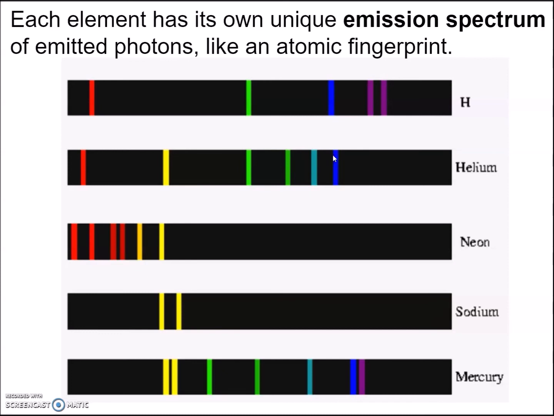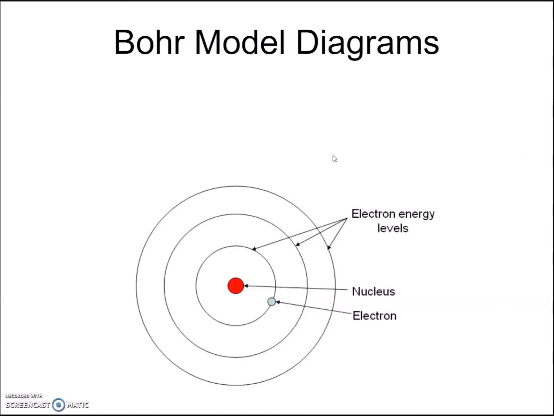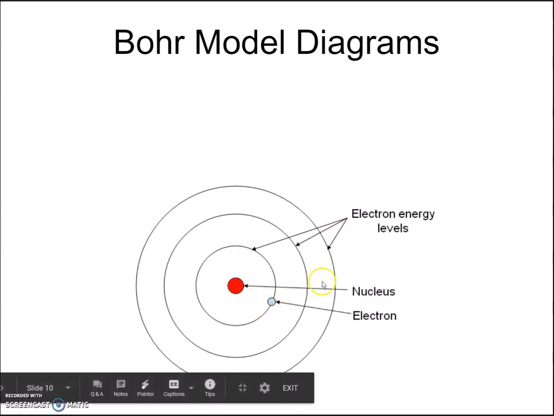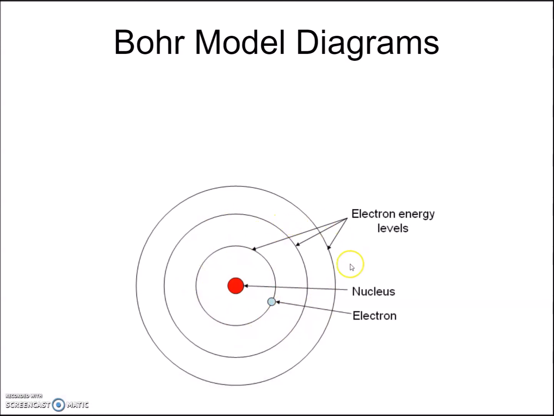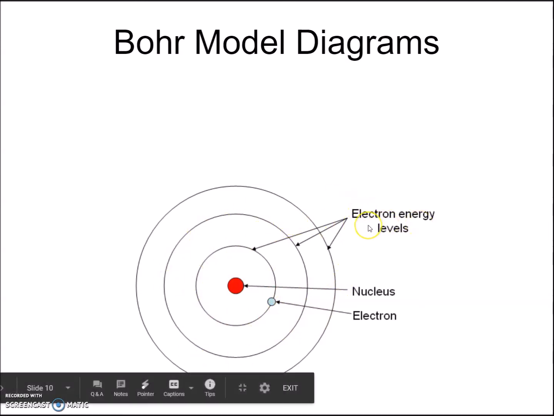Okay, that's nice for theory, and that is the underlying theory. Now let's get to the work that's going to lead us to our homework assignment. So we're going to be drawing Bohr model diagrams. That means we're going to be drawing a nucleus in the center of an atom, and then rings around the nucleus which correspond to the energy levels of the electrons.